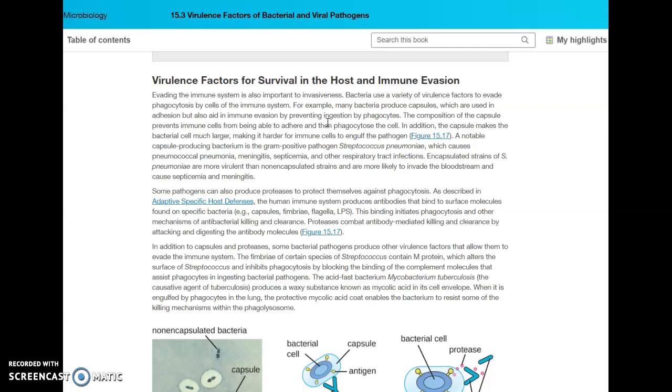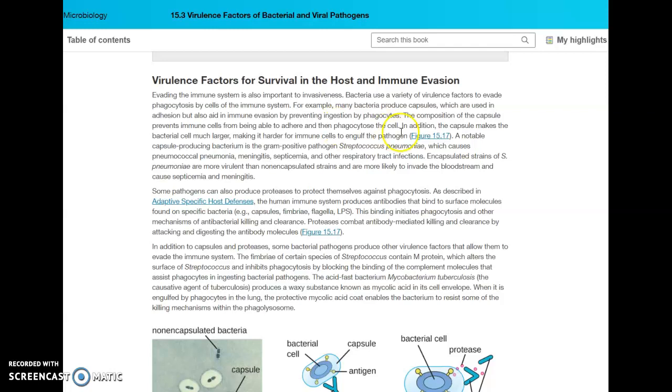Other pathogens can produce proteases, which are enzymes that break down proteins. The immune system produces antibodies that bind to these different components of bacterial cells, and that initiates the immune response. These proteases essentially break down the antibody molecules so they're not able to do their job.